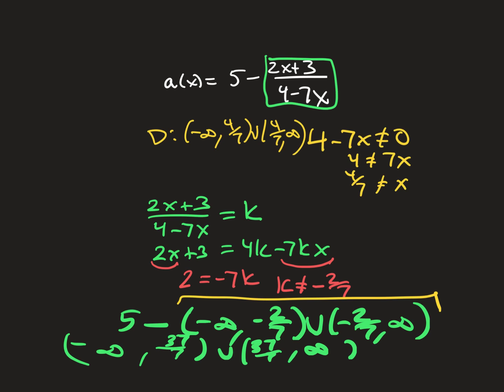So our range is going to be, whoops, maybe I'll do a different color here. So the range is negative infinity to 37 sevenths, union 37 sevenths to infinity.